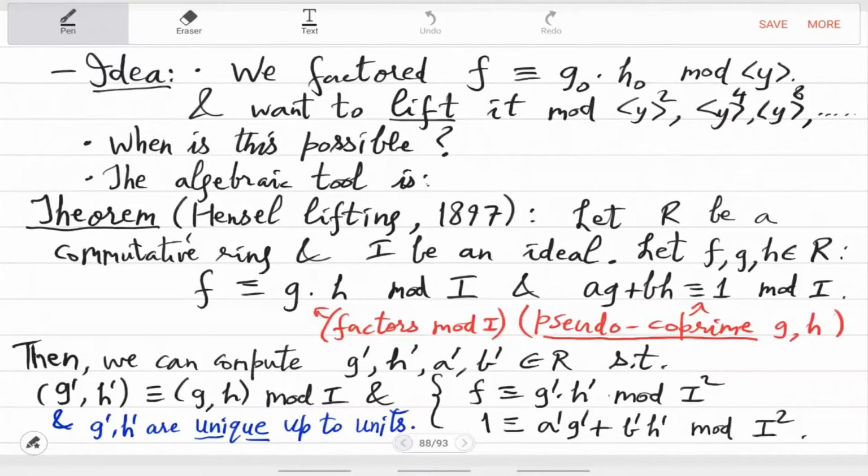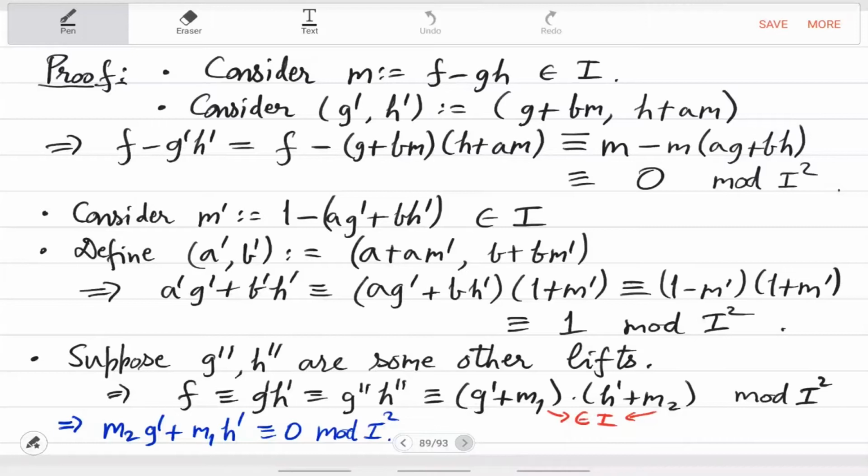So last time we did versions of Hensel lifting, right? So the main theorem of Hensel lifting is this one. For a commutative ring R and an ideal, a pseudo coprime factorization can be lifted from mod I to mod I square by a closed form expression.